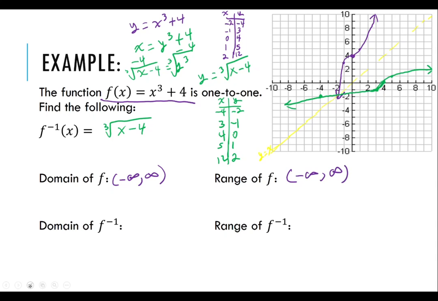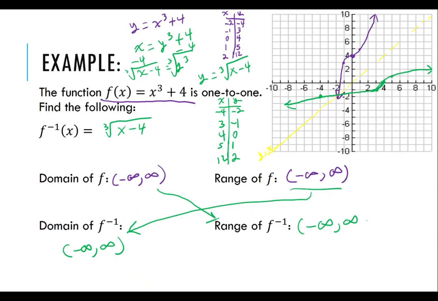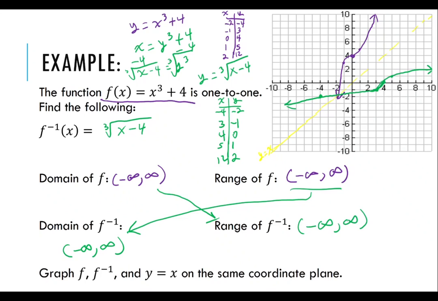Now, technically, what happens is that when you deal with the inverse, the range of f becomes the domain of f inverse. Now, this doesn't make much of a difference because our domains and ranges are identical, but notice that they do swap. And so the range then becomes -∞ to ∞. And we've graphed it already, so we're good to go.